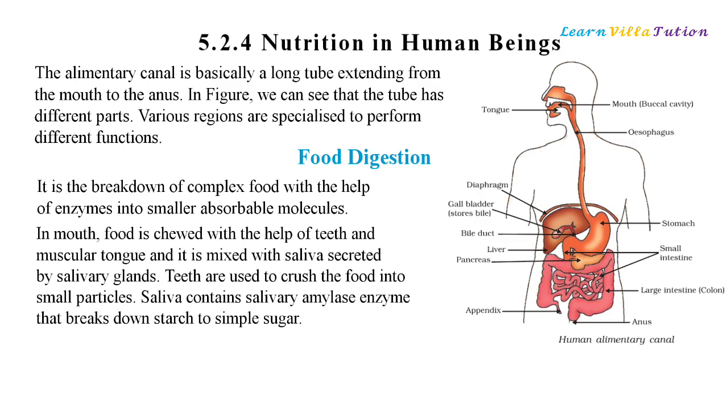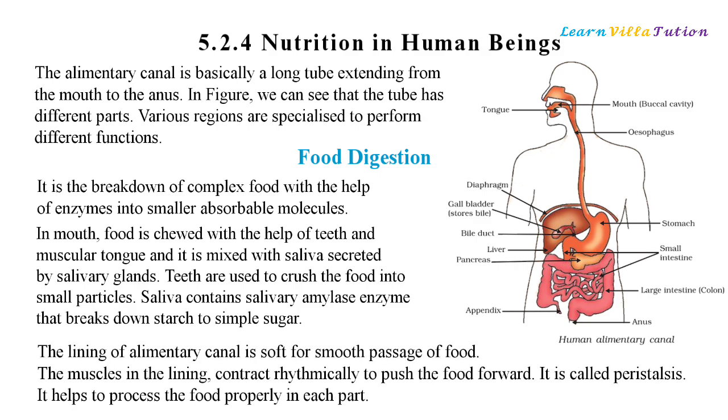In the mouth, food is chewed with the help of teeth and the muscular tongue, and it is mixed with saliva secreted by salivary glands. Teeth are used to crush the food into small particles. Saliva contains the salivary amylase enzyme that breaks down starch into simple sugar.